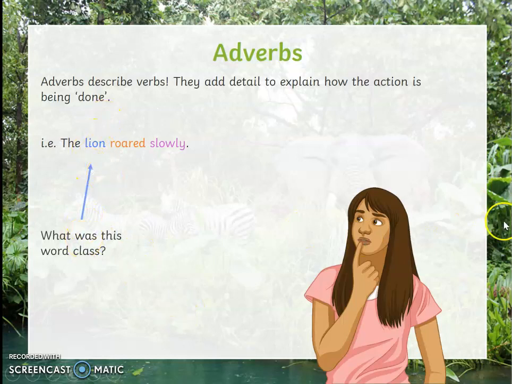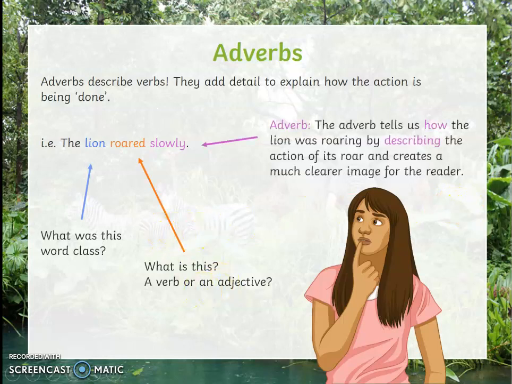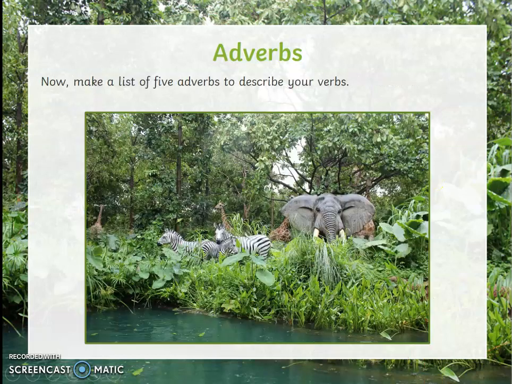So what was this word, class? I know you got it right, lion is a noun. Is roared a verb or an adjective? Well done if you got it as a verb. And as I mentioned, slowly is an adverb because it tells us how the lion was roaring by describing the action of its roar, and it creates a much clearer image for the reader.